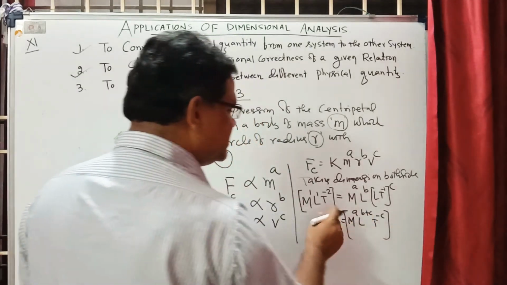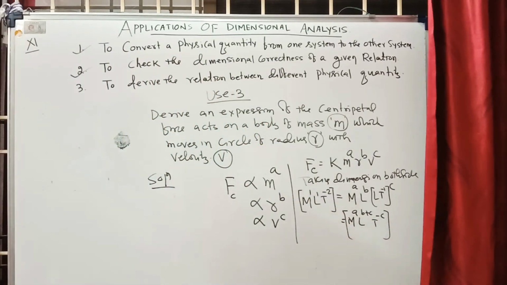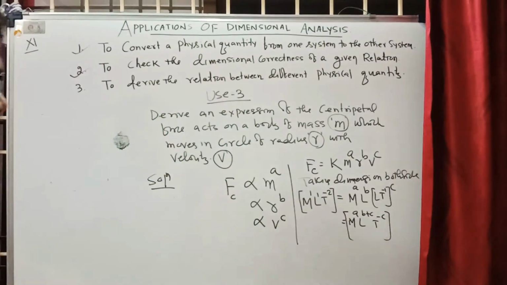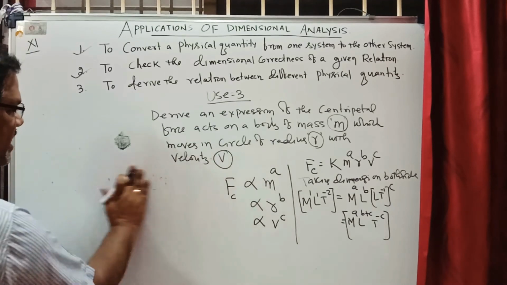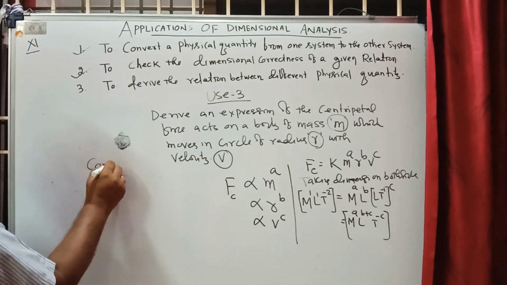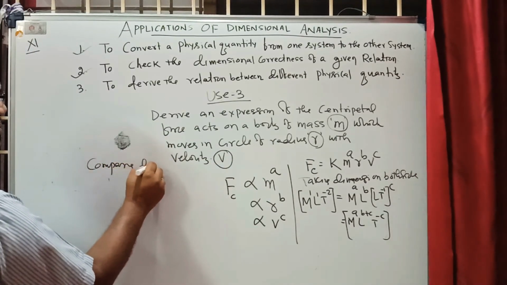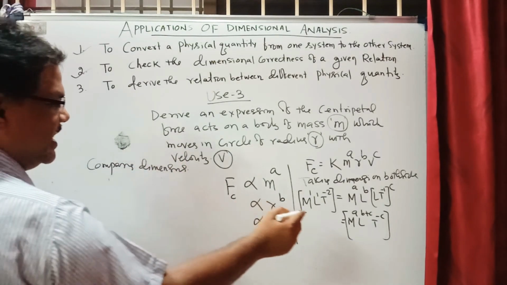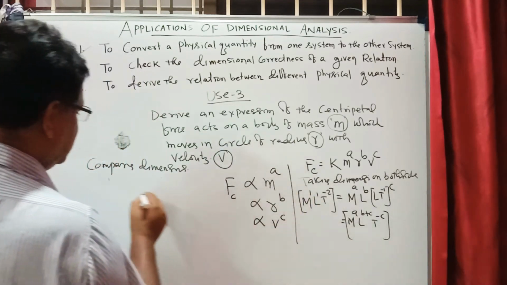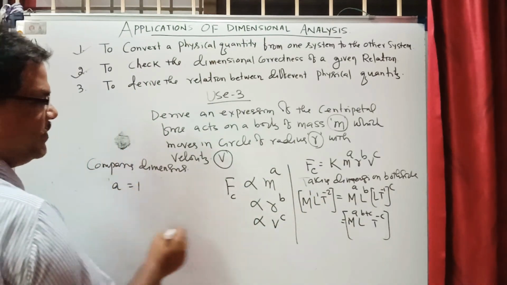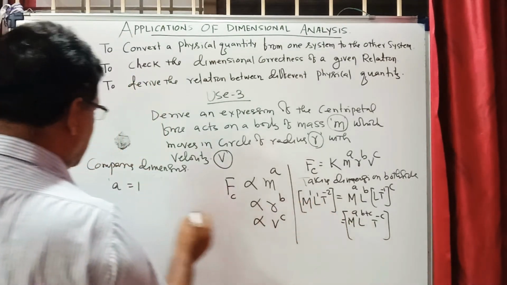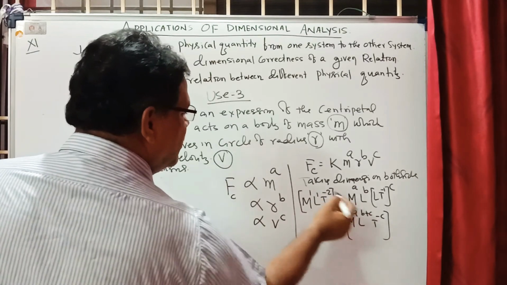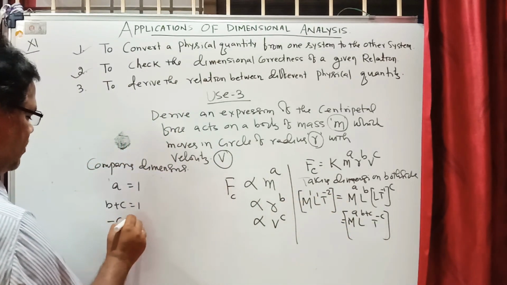Because the relation is correct, the dimensional formula on the left side must be equal to the right side. So just compare the dimensions. Are you getting it? a equals 1, and b plus c equals 1, and minus c equals minus 2.